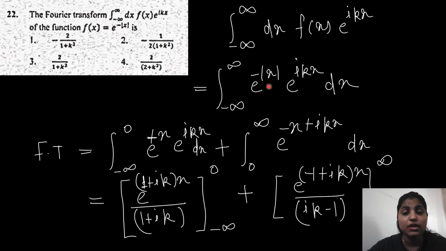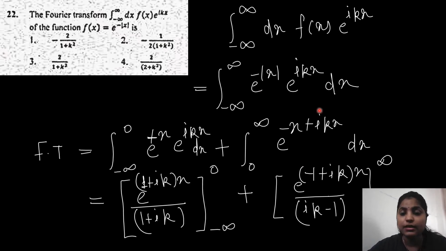So this function will act like e to the power x for minus infinity to 0, because mod x is minus x there. So minus mod x will become plus x in the range minus infinity to 0, and in the range 0 to infinity, this e to the power minus mod x will become e to the power minus x, because mod x will act like x only. So this is e to the power minus x.